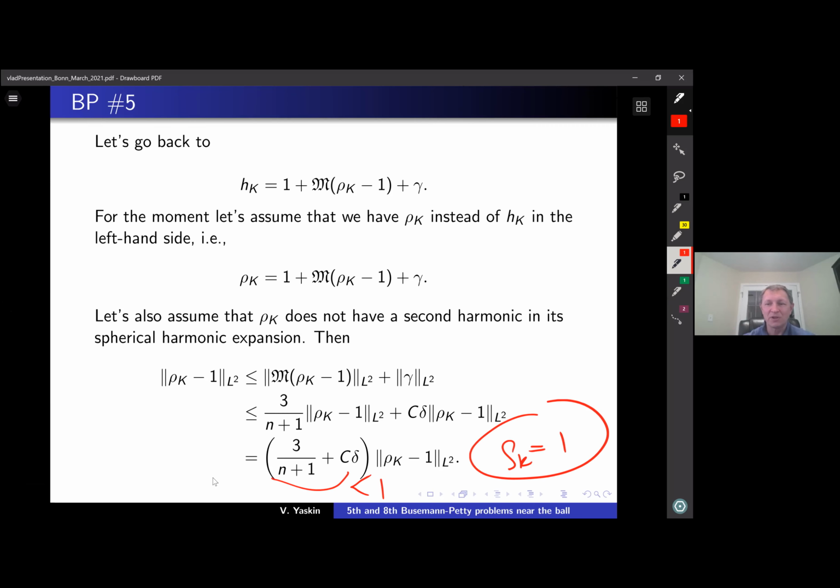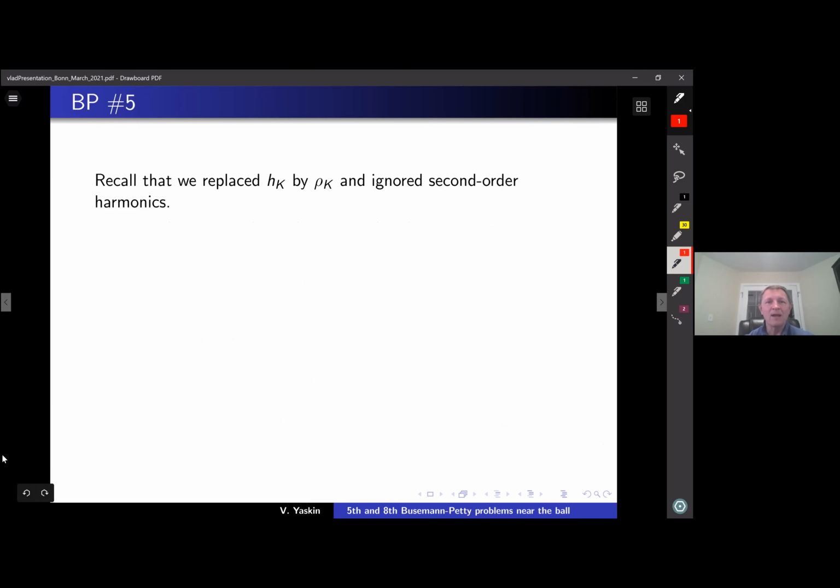We solved the problem, but we made two assumptions, right? We didn't solve the original problem. We replaced h K by rho K. And second of all, we ignored second order harmonics. Let me explain now why this is not a problem.